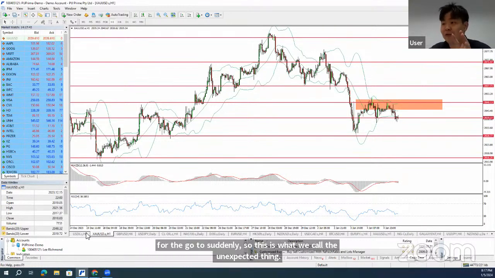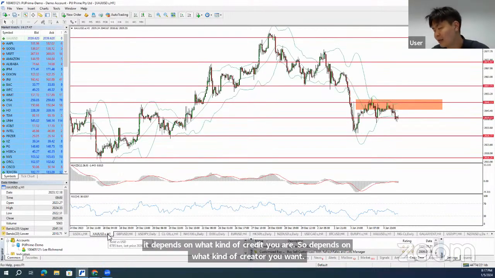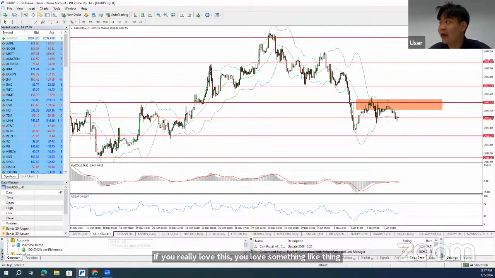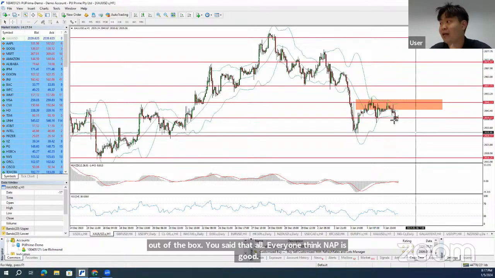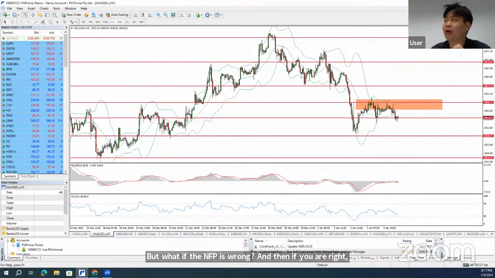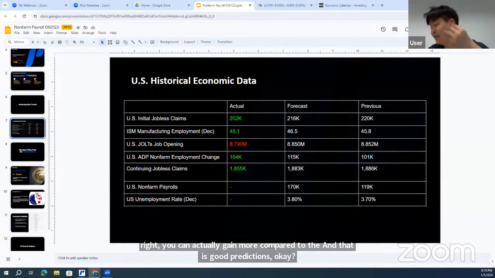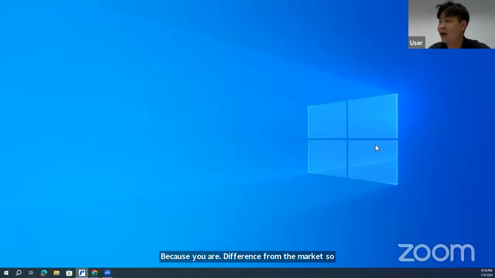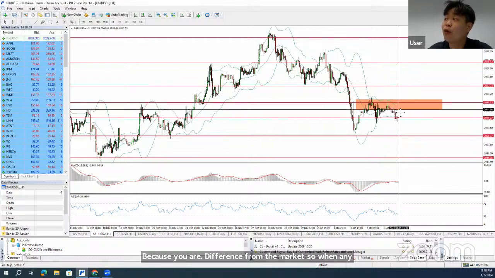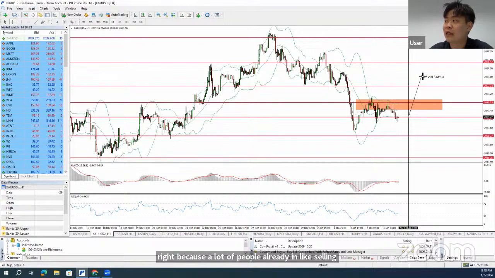It depends on what kind of trader you are. If you really love risk, you love thinking out of the box, you say, everyone thinks the NFP is good, but what if the NFP is wrong? If you are right, you can actually gain more compared to the NFP is good prediction, because you are different from the market. So when NFP is suddenly worse than the market expectations, because a lot of people already took action like selling gold, but suddenly NFP is worse than market expectation, then we can expect it should provide certain bullish momentum on the gold market.